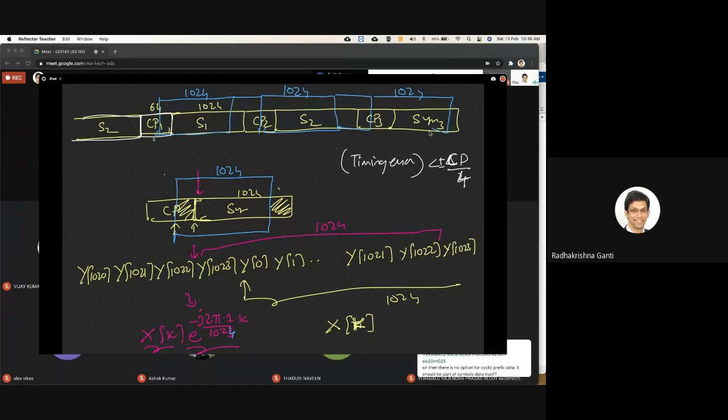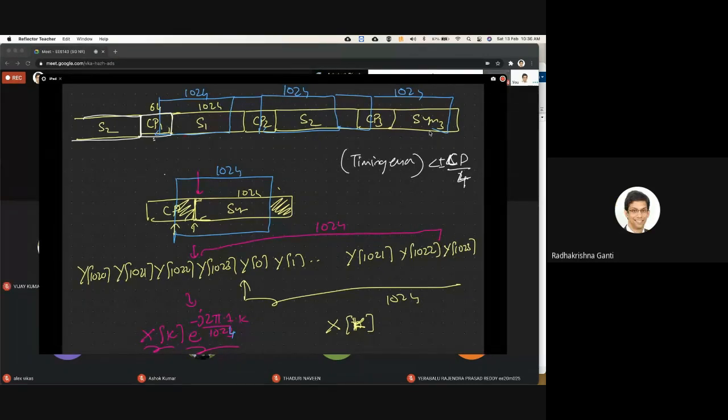What is the question, sir? Then there's no option for cyclic prefix data. It should be part of the symbol data itself. Yes, it's absolutely right. Cyclic prefix is always part of the symbol data, copied from the end and put in the front. That's why I was telling that in terms of reliability, although not in the true sense, the same thing is repeated here. So we are improving the reliability for the reception of the symbol. The cyclic prefix also is used in timing algorithms. It's actually pretty useful having the cyclic prefix. Right. Very good.